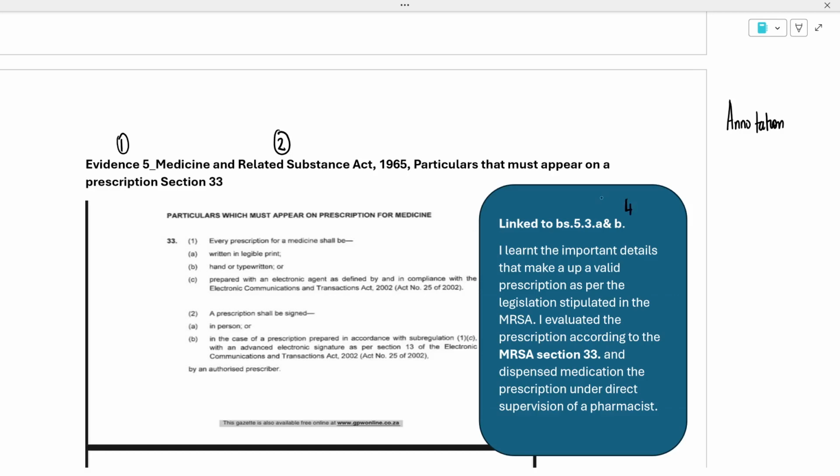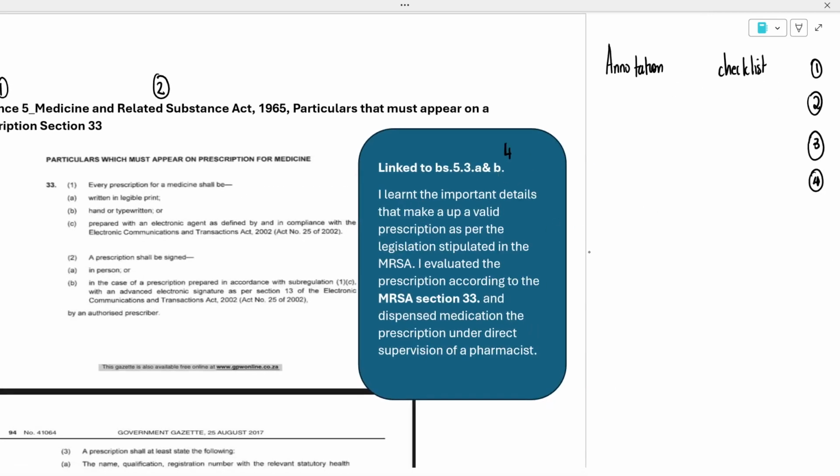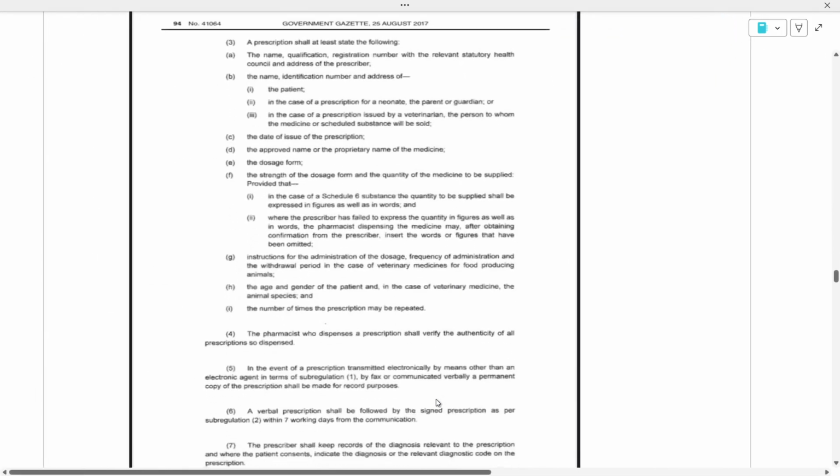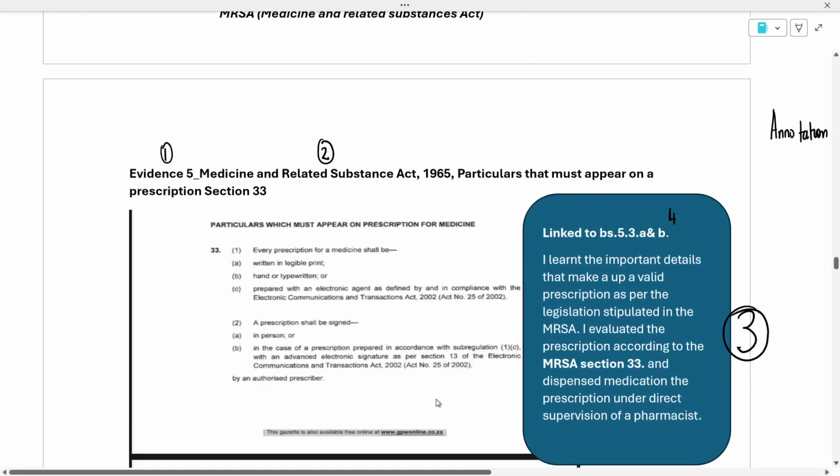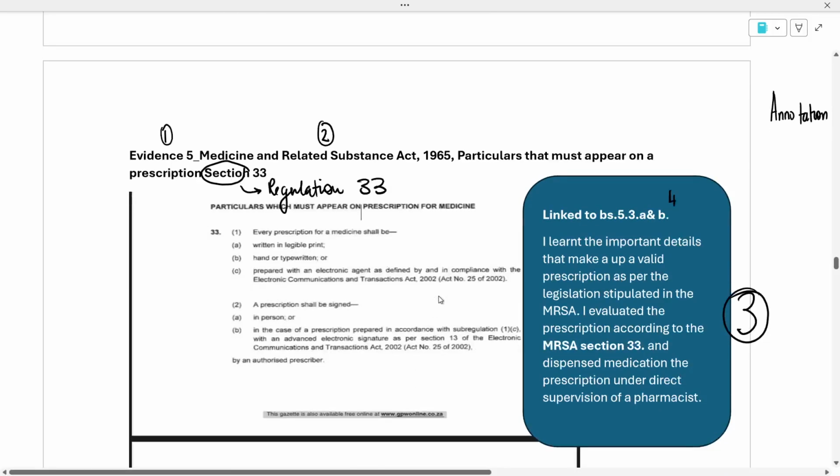So next one is the title of the evidence, what it shows, link with behavioral statement. So this is 4. And then here, I think it's application. So I'll check it. Is it actual evidence? Yes. This is not section 33. This is regulation 33. The section is the actual act. The regulations are information that is derived from the act. I hope that makes sense.